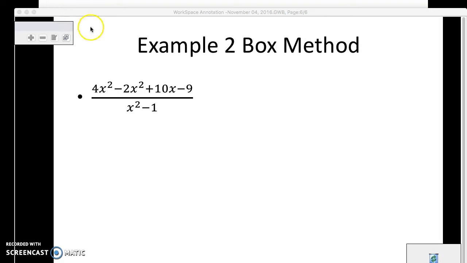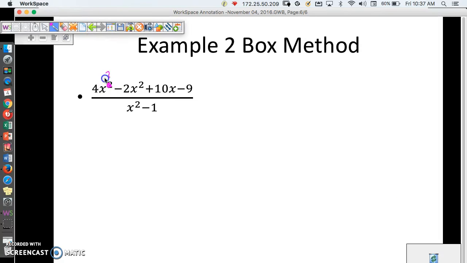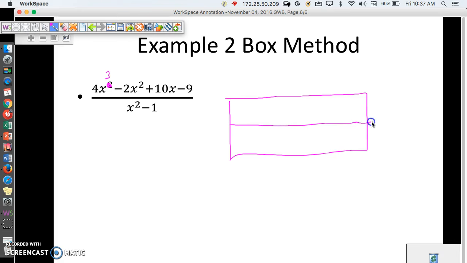So we're going to look at this with the box as well. So change this to a 3. So what we're dividing by here is x squared, and we're going to add in plus 0x and plus, oops, that's minus 1, excuse me.